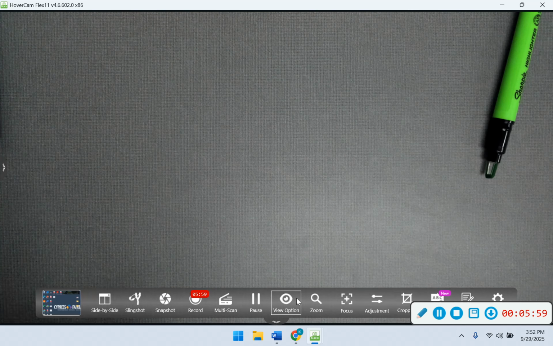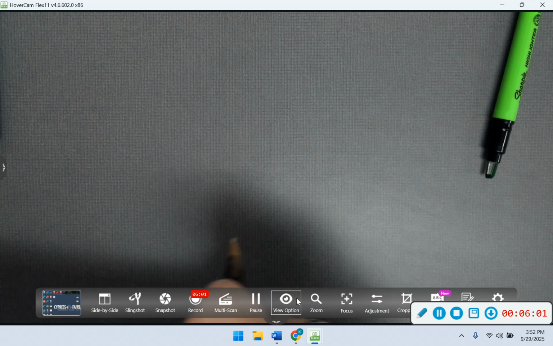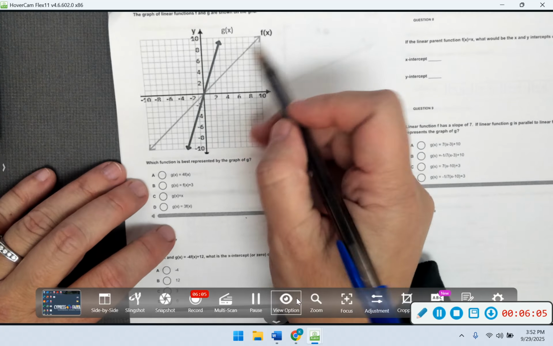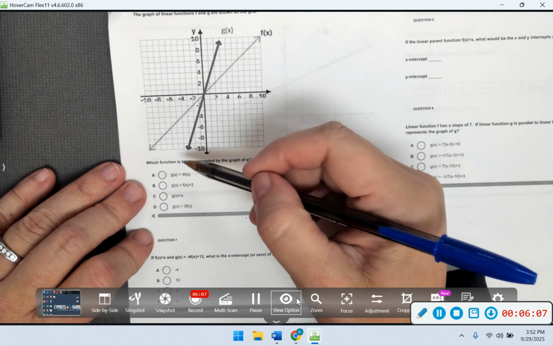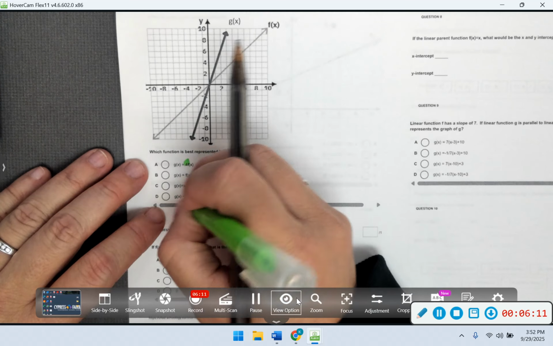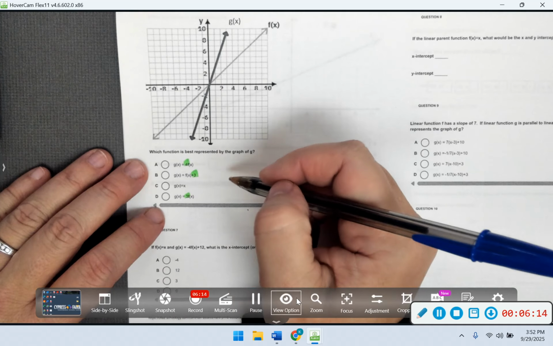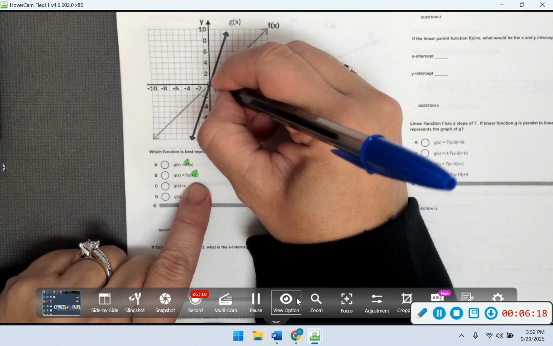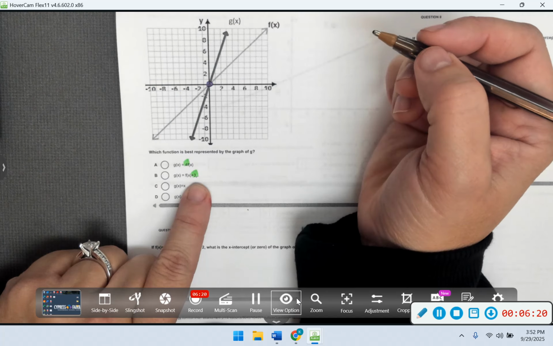Okay, now number 6. So we have function f and then function g. So if we look here, this is going to be a shift up 3. We can tell the y-intercept's the same. It's not shifting up or down at all.